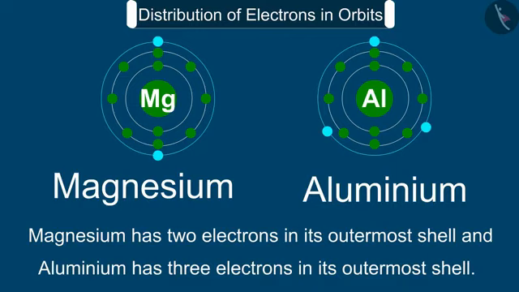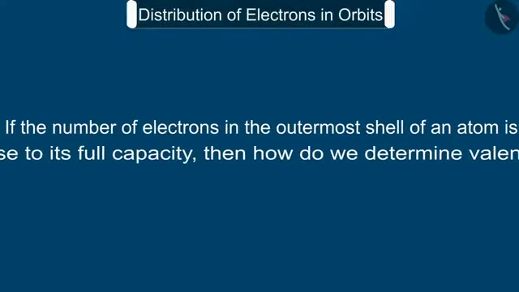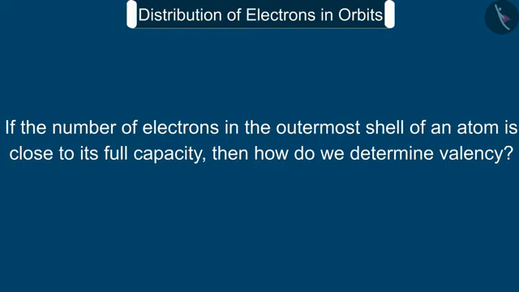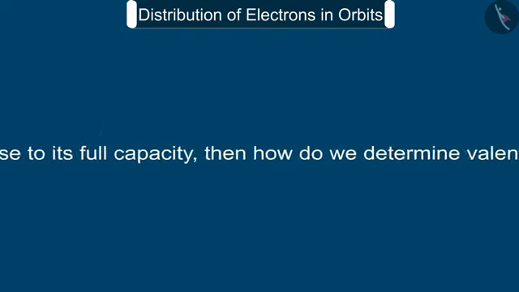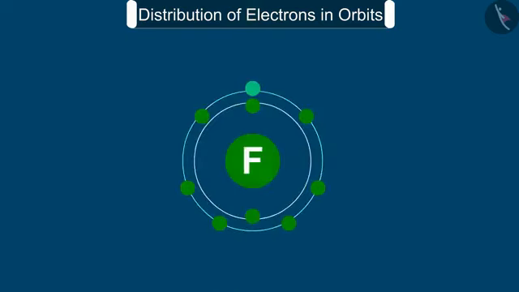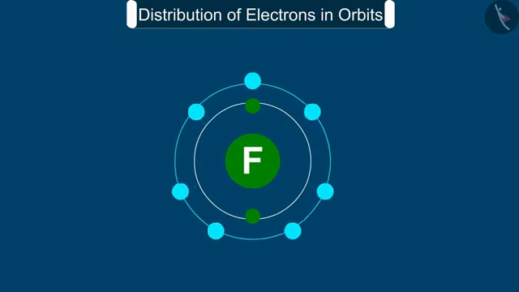But if the number of electrons in the outermost shell of an atom is close to its full capacity, then how do we determine valency? In this case, valency is obtained in another way. Let us try to understand it by an example. For example, the fluorine atom has 7 electrons in the outermost shell, and its valency could be 7.